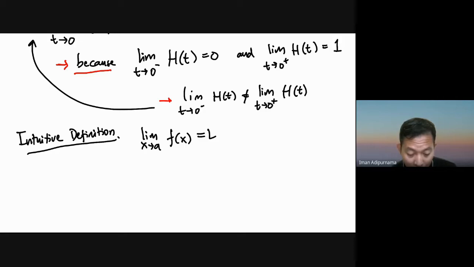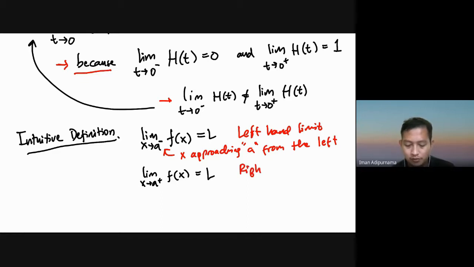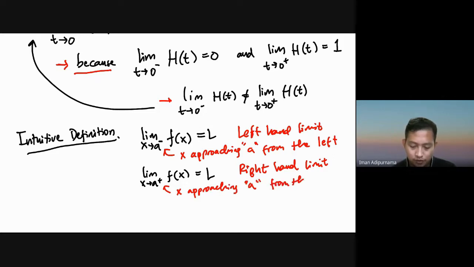Or maybe let me write the left-hand limit first with a negative there. This is called the left-hand limit, and this is x approaching a from the left. And we call this a right-hand limit, and this is x approaching a from the right.